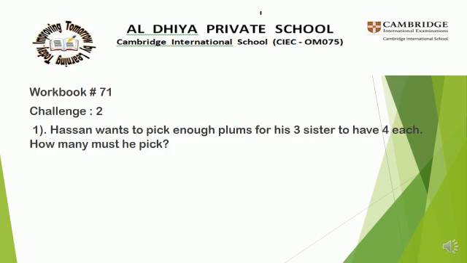First, today I am going to do Challenge 2. In Challenge 2, first question, I am going to read the question for you. Hassan wants to pick enough plums for his 3 sisters to have 4 each. One more time I repeat. Hassan wants to pick enough plums for his 3 sisters to have 4 each. How many must he pick? What do you understand by this question?